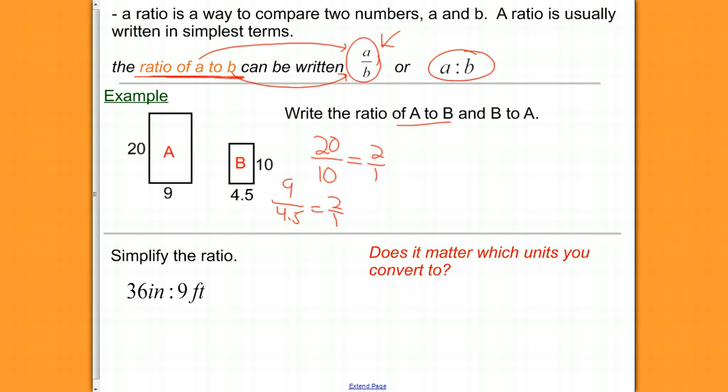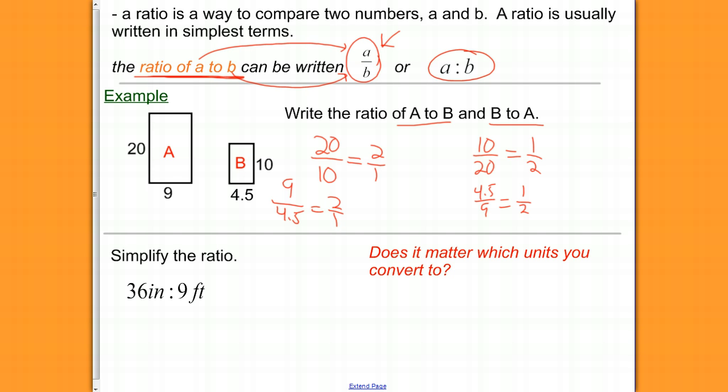For the ratio B to A, now the stuff from B goes first. So 10 over 20, which is 1/2. We're still comparing the same two things. We're going from 2 to 1 or 1 to 2, whether we're going from A to B or B to A. So it's the same ratio, it just depends on which one you go to first. And the same thing, you could have 4.5 over 9, which is still 1 over 2.